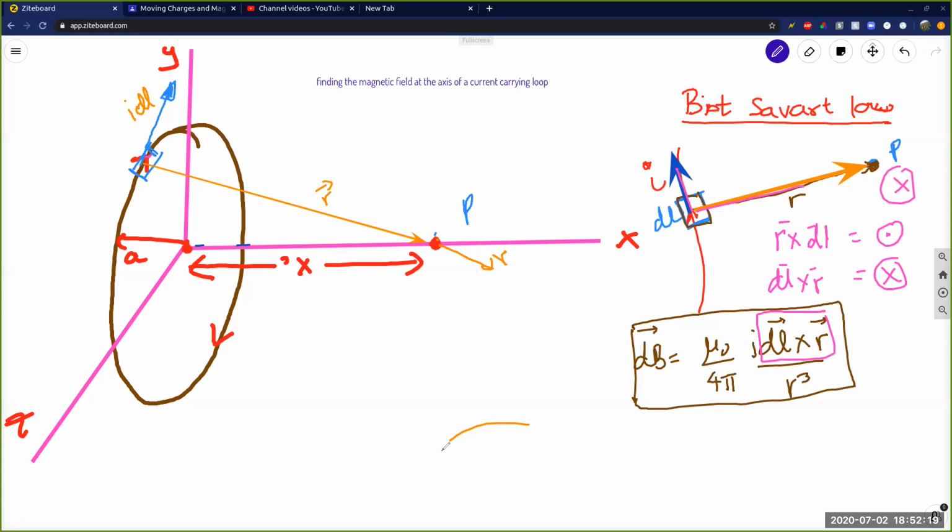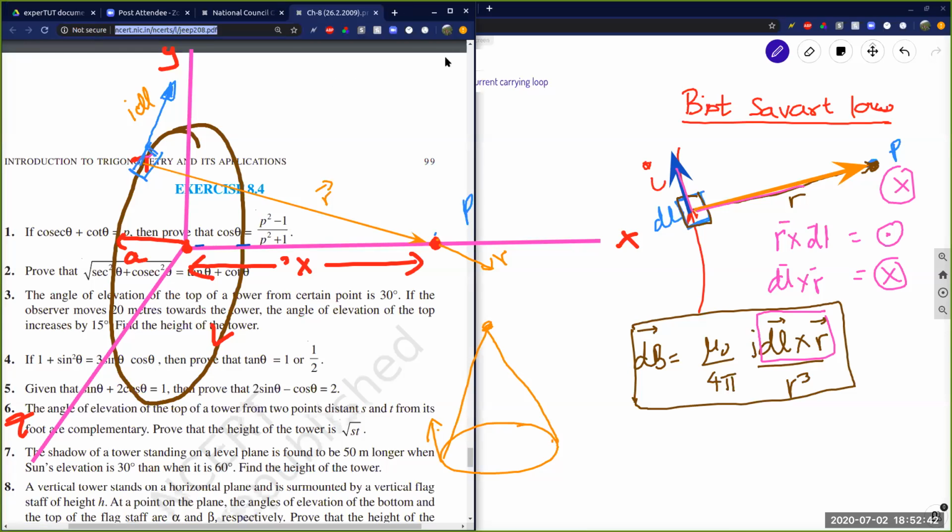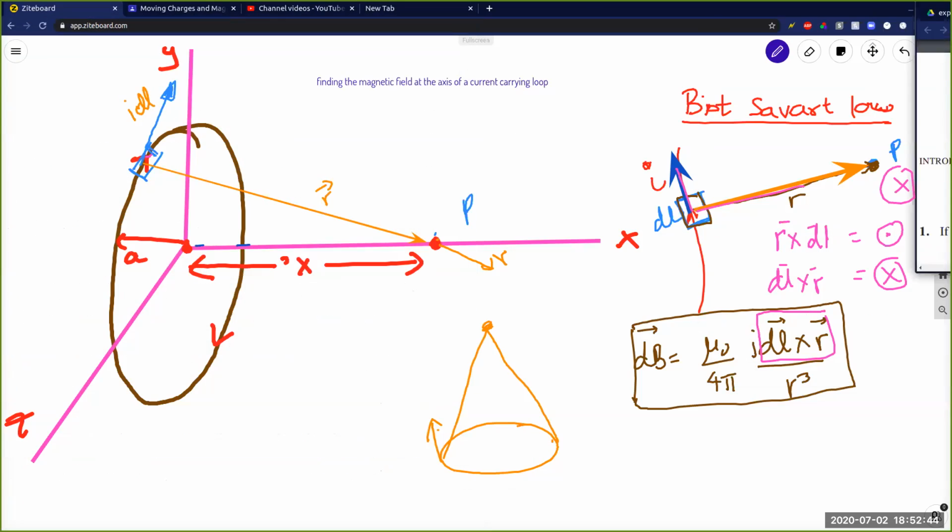So you have to really think visually. So a cone, tangent to the cone, the Idl cross R. In which direction? Tell me. Is it minus Q? One second. I think it should be minus, perpendicular, outside the cone, right?